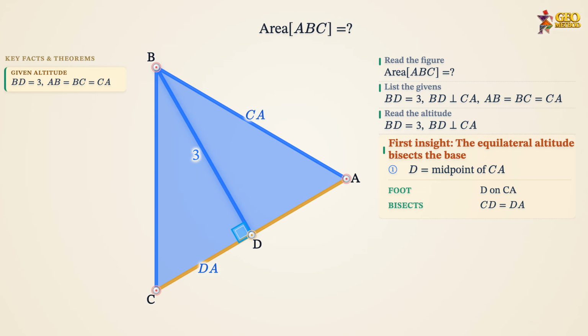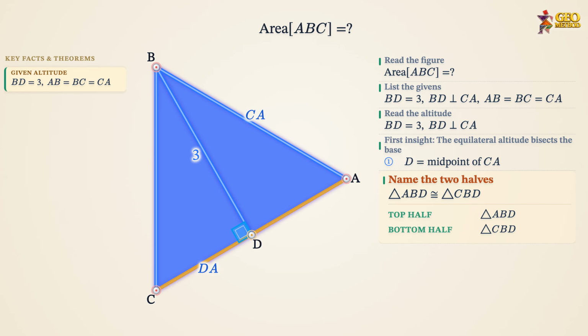Our first insight is this: the equilateral altitude bisects the base. The altitude splits the whole into a top half, triangle ABD, and a bottom half, triangle CBD. The two are congruent mirror images, and together they rebuild the full blue triangle. We will work inside the bottom half, triangle CBD.